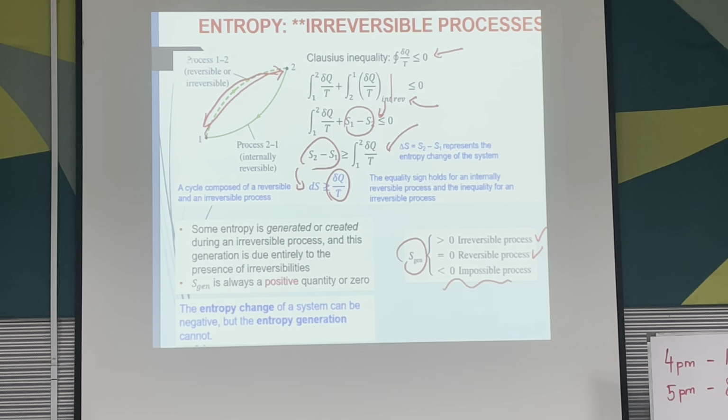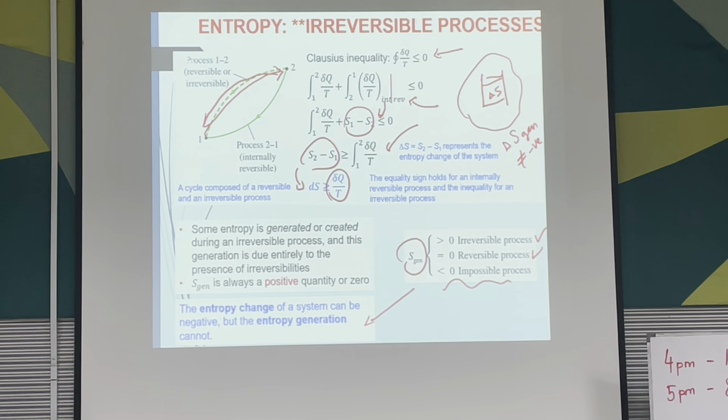So now the confusing sentence just now. Entropy change of a system can be negative, but the entropy generation cannot. So again, if we have this one, delta S here can be negative. But if we include the surrounding, the overall change here cannot be negative. Again, it's a bit confusing here, but we will see how it is later in one of the later examples.